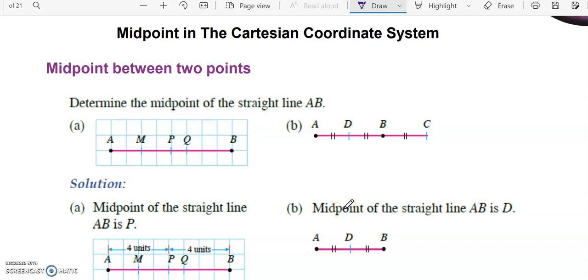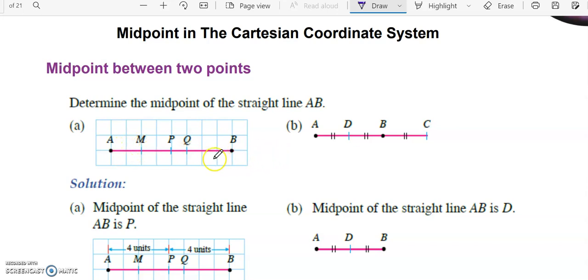Okay, now we go to the second part for coordinates, which is learning about midpoint. So, midpoint in the Cartesian coordinate system. Midpoint gives you the meaning titik tengah. Okay, maknanya kita nak calculate where is the midpoint located. So contoh kat sini kita boleh determine the midpoint of straight line AB by calculating the value of boxes here.